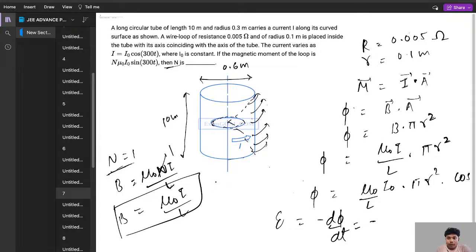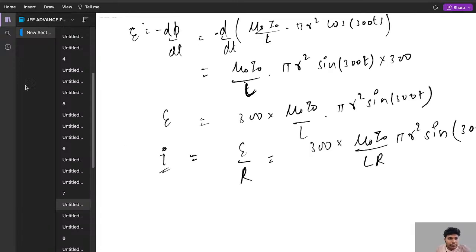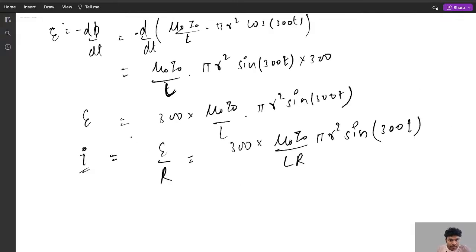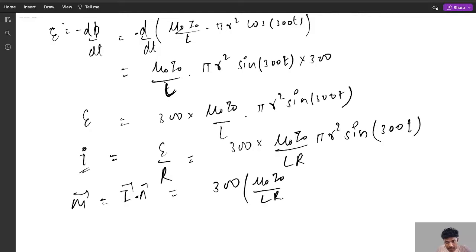So what is our magnetic moment? Magnetic moment, that is I dot A. From here we get our magnetic moment as I dot A, that is equal to, what is our I? That is 300 mu naught I naught upon L R pi r square sine 300 t, right? What is A? That is pi r square. Do you understand this?